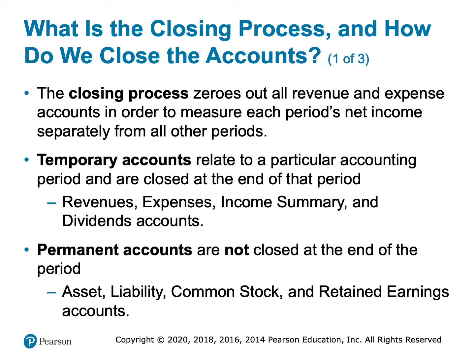So all of the accounts that appear on the balance sheet are what we call permanent accounts. They are not closed, they carry forward. So that's assets, liabilities, common stock, and retained earnings. Anything that does not appear on the balance sheet is a temporary account and it does get closed out. That's revenues, expenses, dividends, and then you'll notice there's an account listed there called income summary, and we'll talk about that in just a moment.